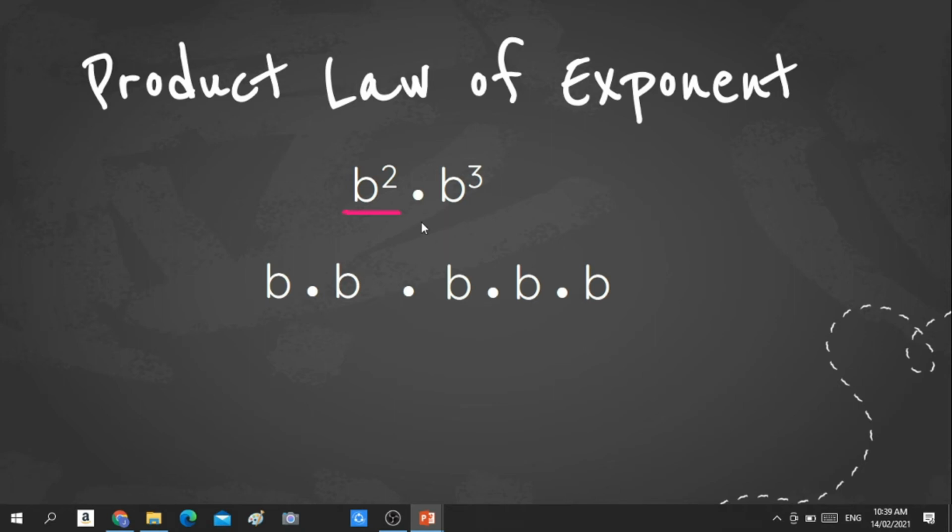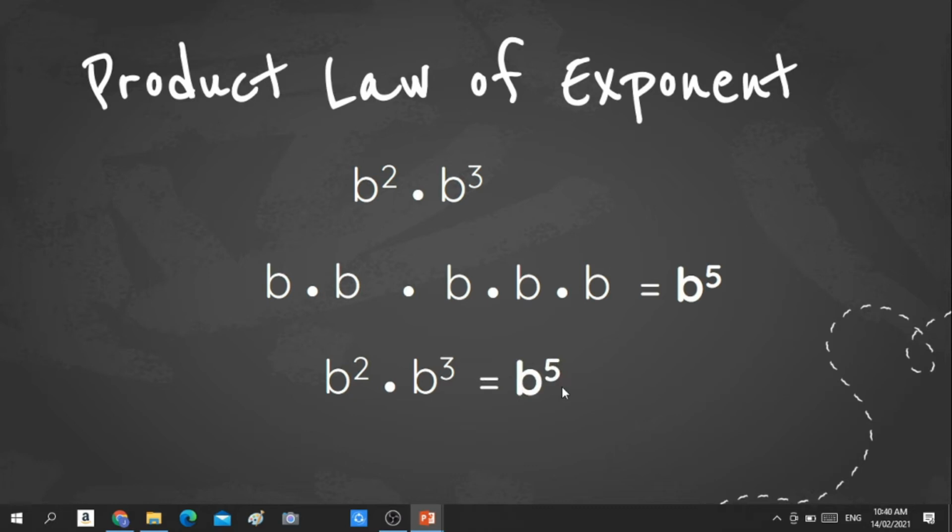So, let's copy this dot. Ibig sabihin multiplication. Tapos, b raised to 3, ibig sabihin, multiply natin si b 3 beses sa sarili niya. So, we have 1, 2, 3. Okay? So, now, if we combine this together, we have b times b times b times b times b. So, this one, ang base is b. Ilang beses siya minultiply sa sarili niya? 5. Tama? So, ibig sabihin, this is equal to b raised to 5. Therefore, b squared times b raised to 3 is equal to b raised to 5.